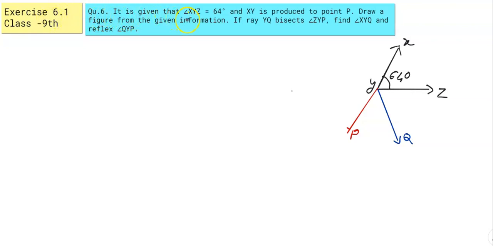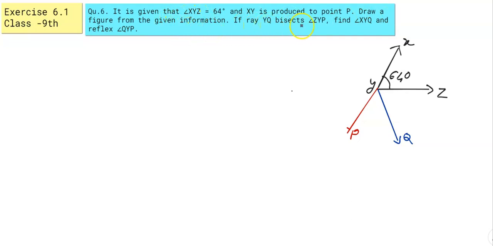It is given that angle XYZ is equal to 64 degrees. So we have made a diagram XYZ, with the 64 degrees at point Y. And XY is produced to point P. So XY is extended here to point P. Draw a figure from the given information.